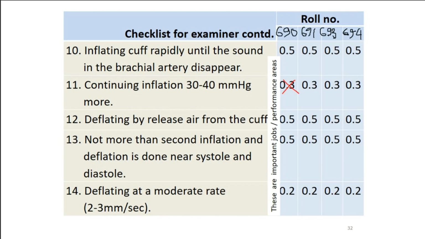12. Deflating by releasing air from the cuff. 13. Not more than a second inflation. Deflation is done near systole and diastole. 14. Deflating at a moderate rate, 2 to 3 mm per second. These are important jobs, performance areas.